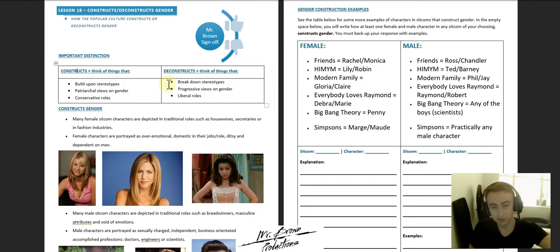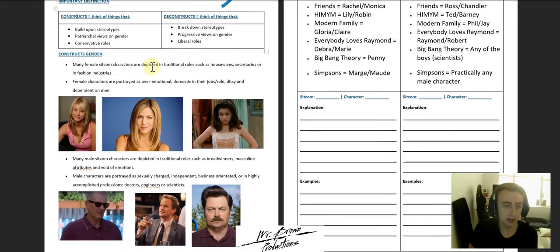Whereas the word deconstructs, I want you to think of things that break down stereotypes, that are more progressive views on gender and that have a bit more of a liberal role. Now what we mean by liberal is free, a more free role. So when we're deconstructing it, think about the bricks, you're taking them off one by one. So constructing is building stereotypes, deconstructing is breaking down stereotypes. That's probably the easiest way of thinking about it.